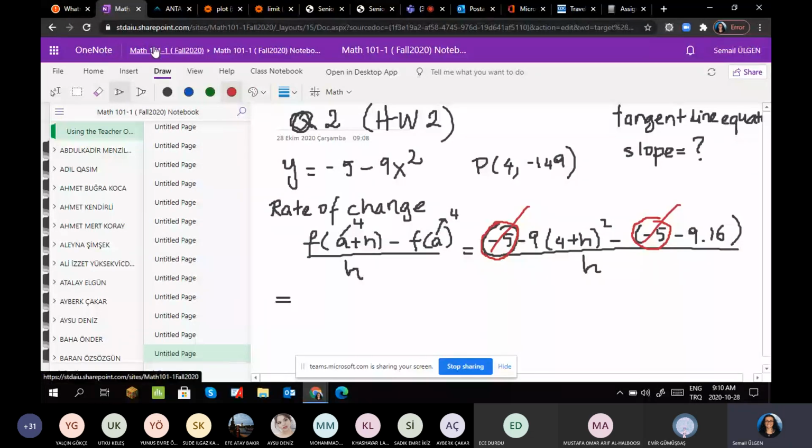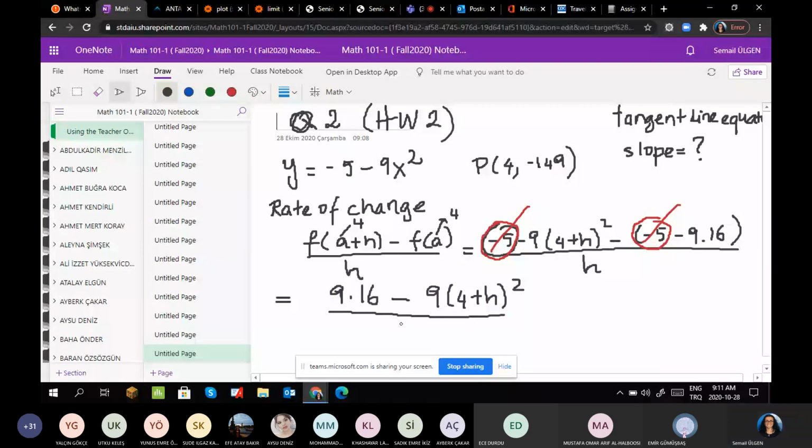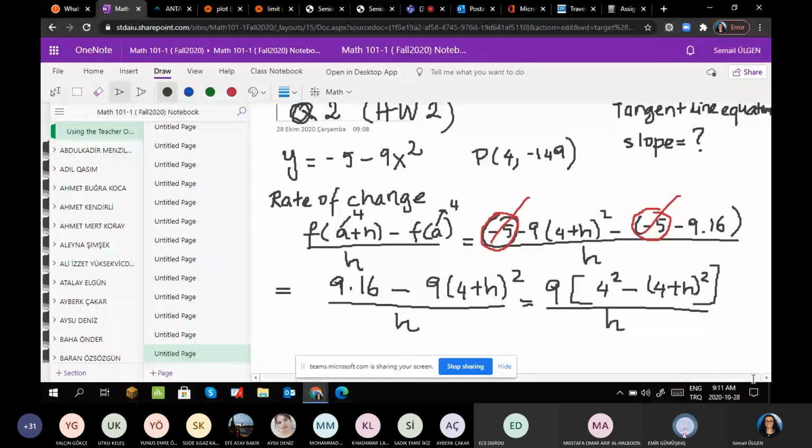And what is left is as follows. 9 times 16, I take this in the front, minus 9 times 4 plus h to the second power over h. Okay, so I have 9 common, so I'm going to factor this out. I have 4 squared minus 4 plus h squared, this is the difference of 2 squares, if you like, over h. Okay? All right.